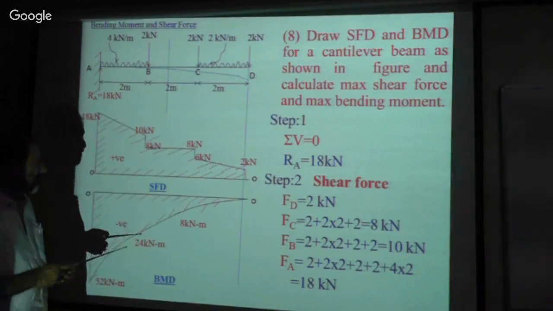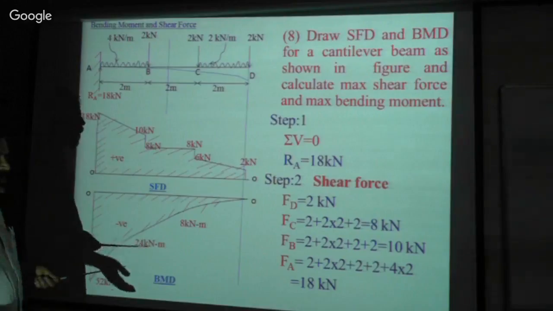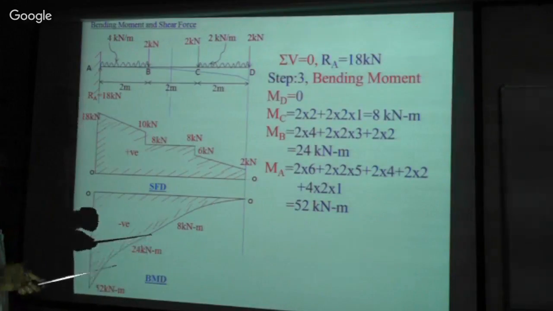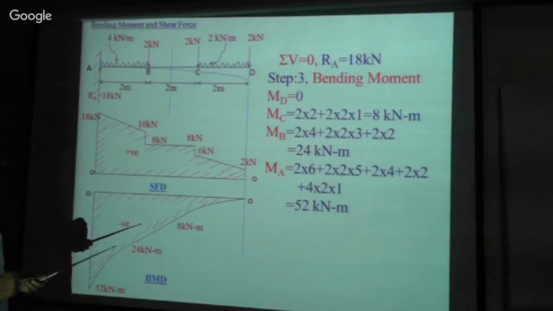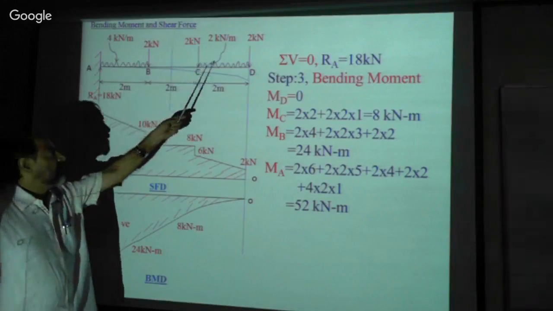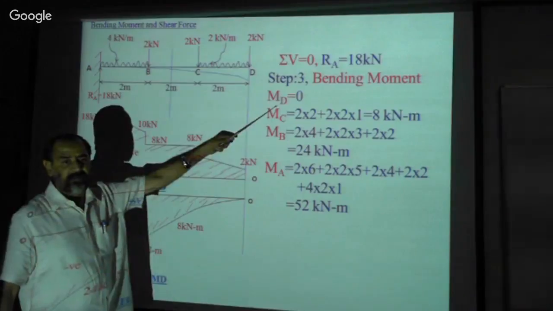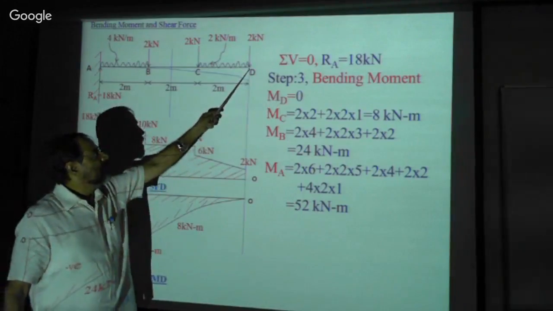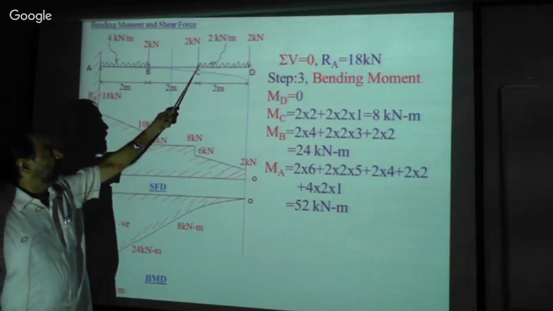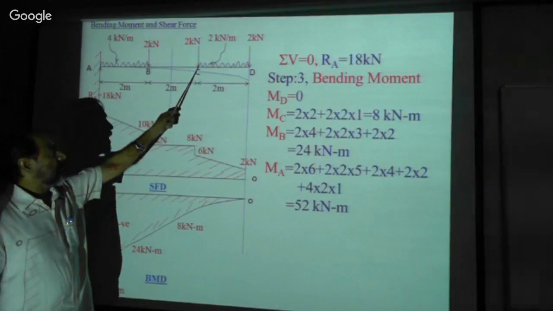Isn't it? And similarly, again, to plot the bending moment diagram, we know that the bending moment at the free end is equal to 0. That is MD is equal to 0. Bending moment is 0 at the free end. Now we need to calculate the bending moment here, the bending moment at this point C.